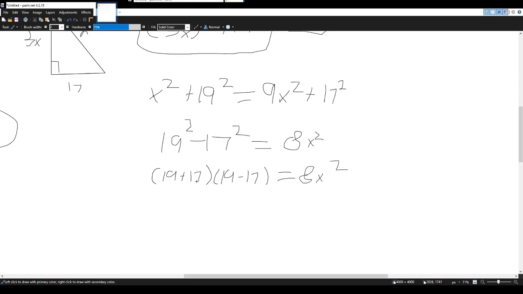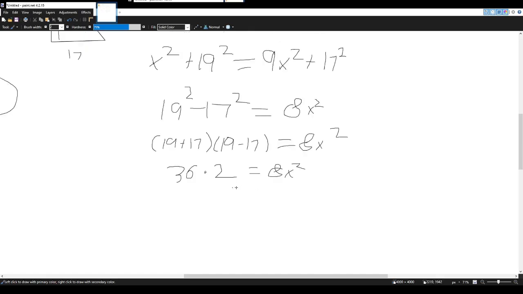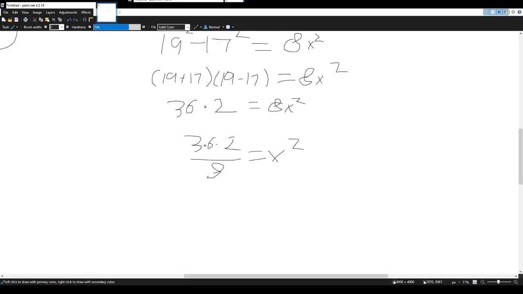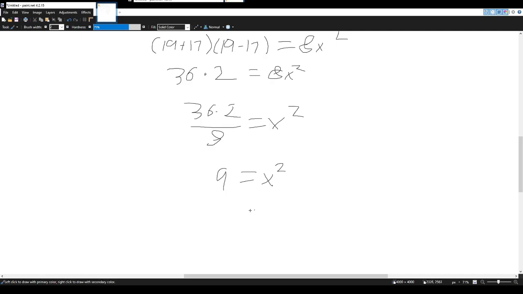And so that's 19 plus 17, 10 plus 10, 20 plus 16? That's 36, I think. So 36 times 19 minus 17, which is clearly just 2, equals 8x squared, divided by 8. 36 times 2 divided by 8 equals x squared. I can simplify this: 72 divided by 8 is 9, equals x squared. And so obviously we want x to be a positive number because it's a distance in geometry, and negatives don't really make sense for that. So you root both sides and you get x equals 3.